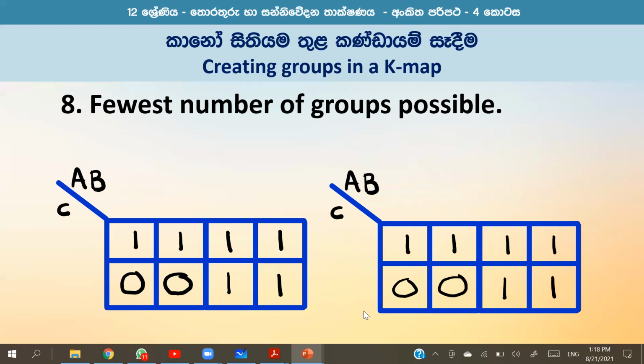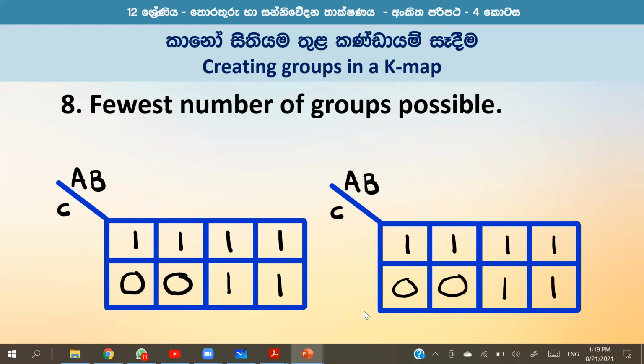I think this should be the last one. Fewest number of groups are possible. Fewest number of groups. Now what we have talked about in general: we can't have zeros inside. We can't do diagonal grouping. Only horizontal and vertical grouping can be done. The number of ones inside a group should be equal to 1, 2, 4, 8, and 16 quantities. And our group should be as large as possible.